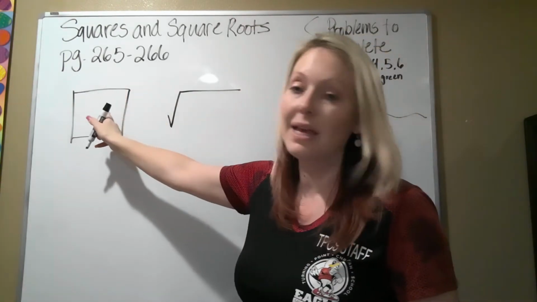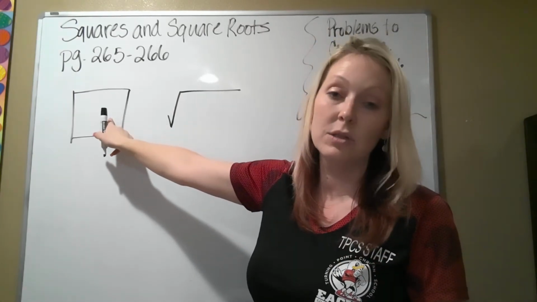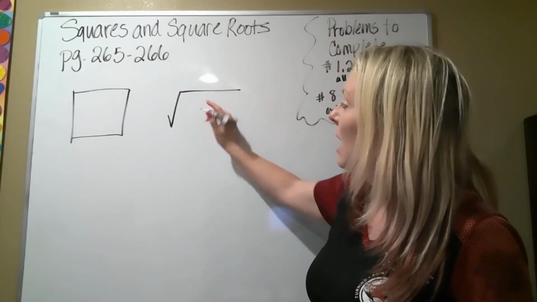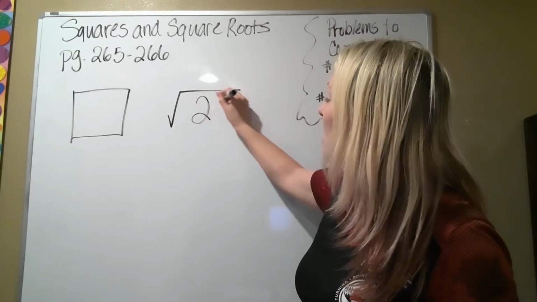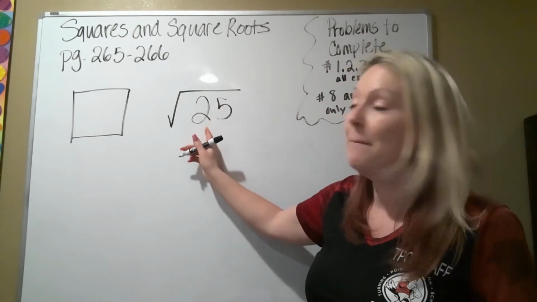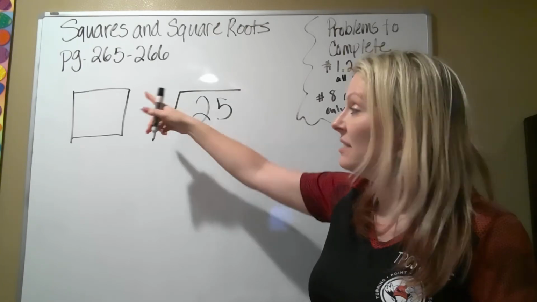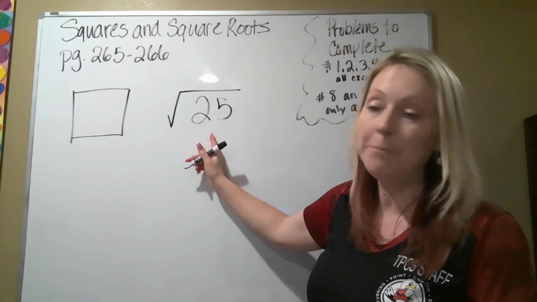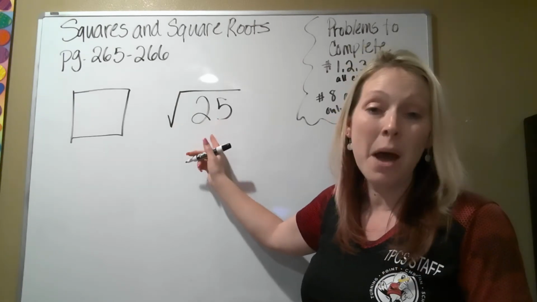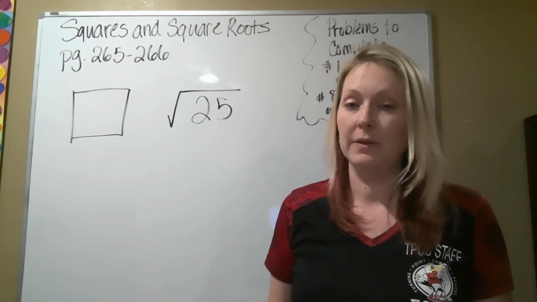So if I were to look at this, I'm trying to find the area of the square, right? But I've already been given that. Say I've been given the square root of 25. What that means is I have to figure out how to get the side length based on this. I have to ask, what number times itself equals 25? Are you getting that?